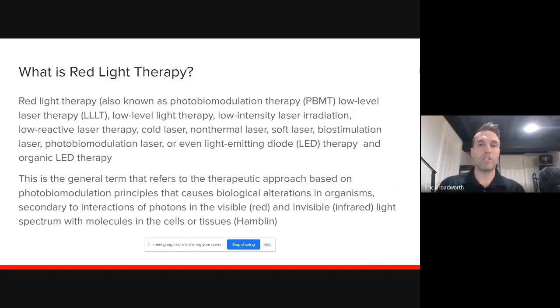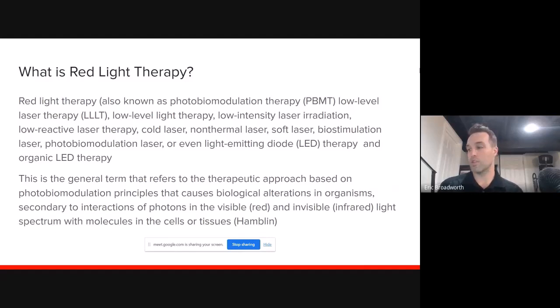But a lot of your patients or clients that you work with are going to simply know it as red light therapy. This is the general term that refers to the therapeutic approach based on photobiomodulation principles that cause biological alterations in organisms, secondary to interactions of photons in the visible and invisible, so visible is red, invisible is the infrared or near infrared light spectrum, with molecules in the cells or tissues.